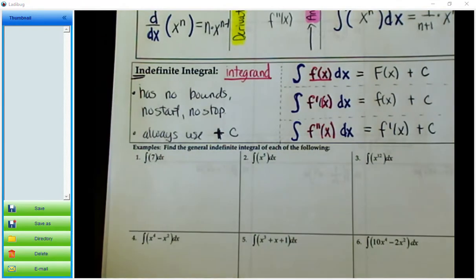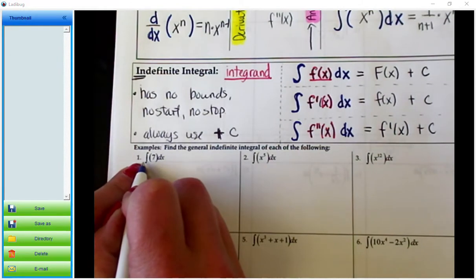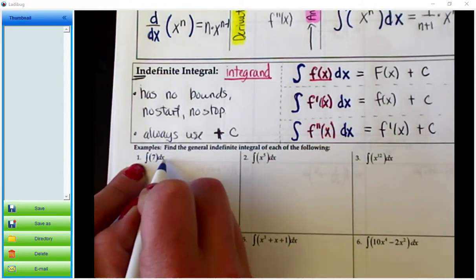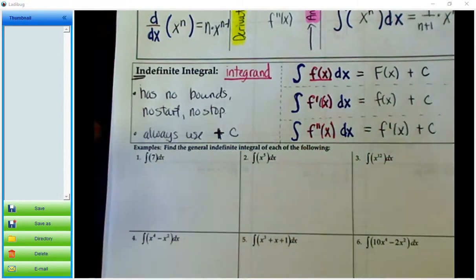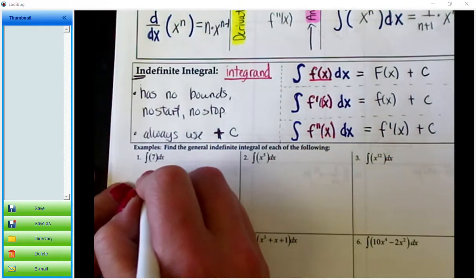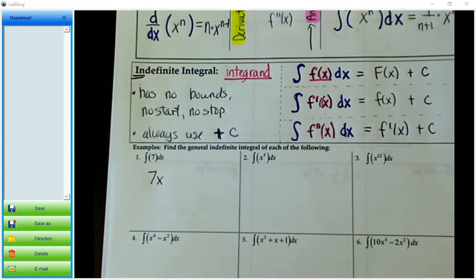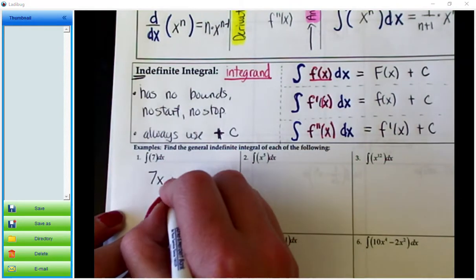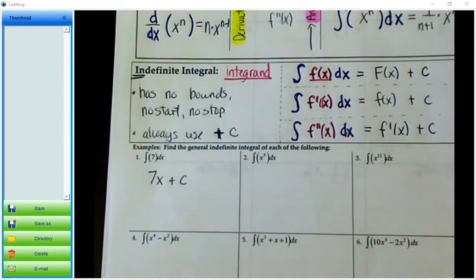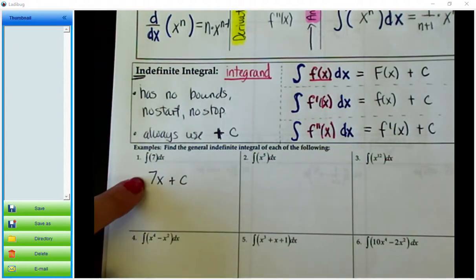All right. Let's actually do a problem. Integral of 7 dx. That means find the antiderivative. 7x, yes, plus c or k. It does not matter the letter, just a letter. K, kind of like for constant. C, also like for constant. That's it. That's the answer.